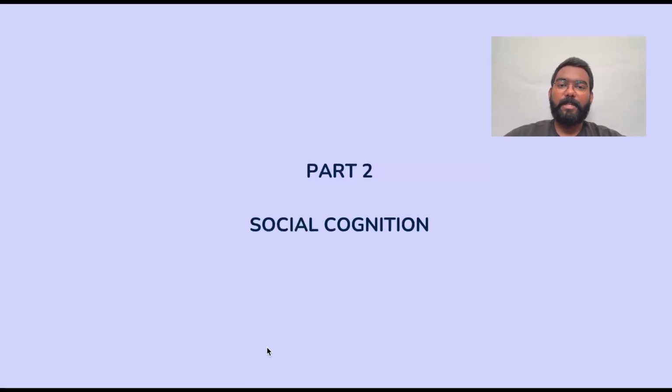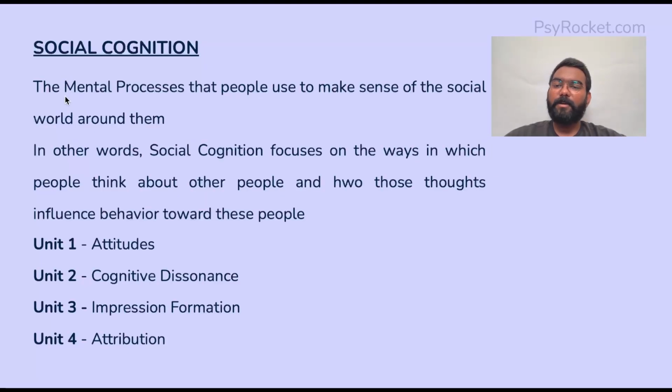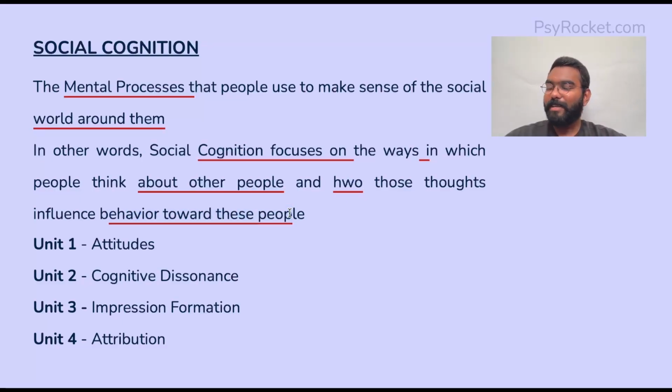So that's all about social influence. We learned about conformity, we learned about compliance, we learned about obedience, and then we learned about different types of group behavior. Okay. Now coming to part 2, which is nothing but social cognition. What is social cognition? The mental processes that people use to make sense of the social world around them. In other words, social cognition focuses on the ways in which people think about other people and how those thoughts influence behavior toward these people.